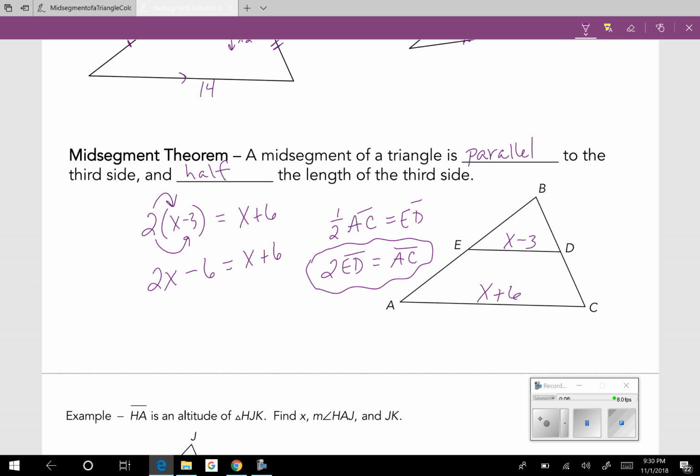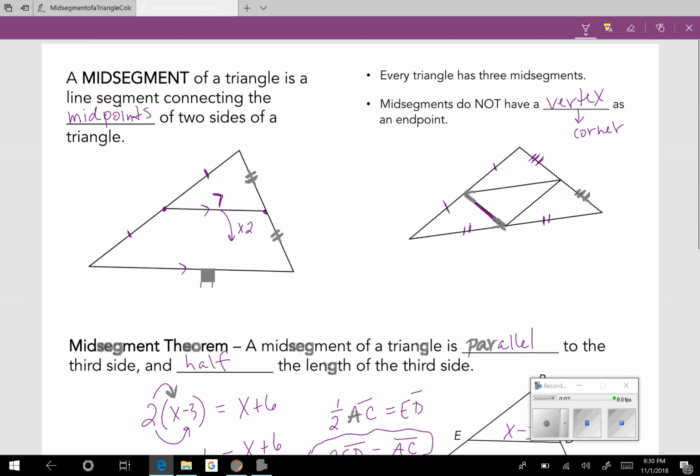So let's move our x. Minus x, minus x. So we get x minus 6 is equal to 6. Add 6 to both sides, and you get x equals 12. And so this example right here is exactly what you're going to have to do on your worksheet. This is all the notes that we're doing for today.